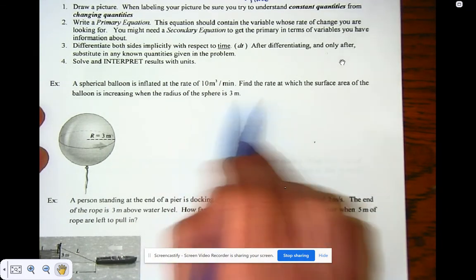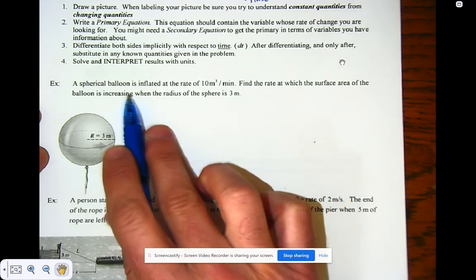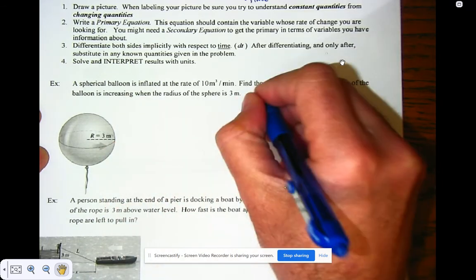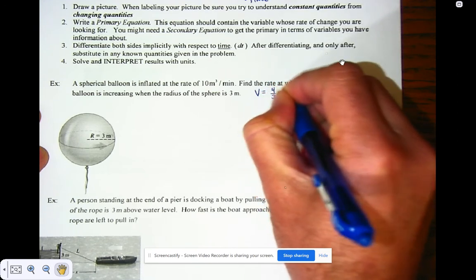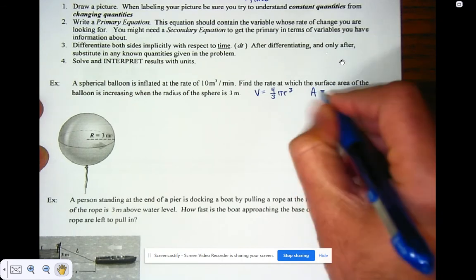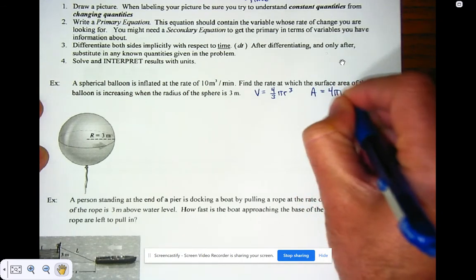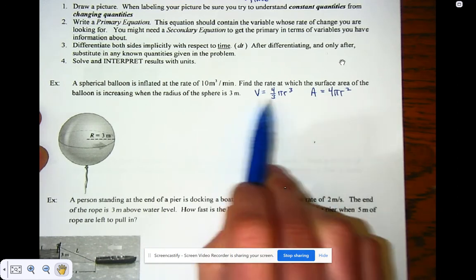Don't stress. I didn't put the equations here. The AP exam will always give you the equation. So they would tell you here, look, the volume of a sphere is 4/3 pi r cubed. I know you guys probably already knew that. And the area is 4 pi r squared. So the surface area of a sphere is 4 pi r squared. The volume of a sphere is that.